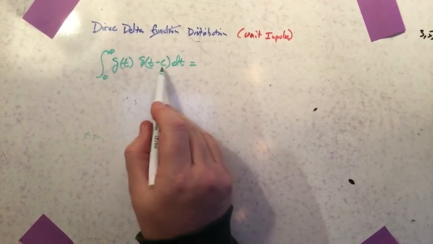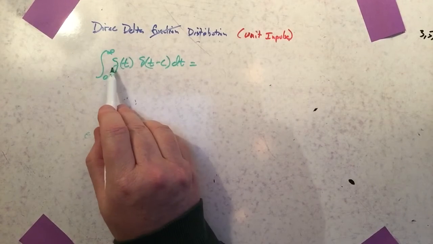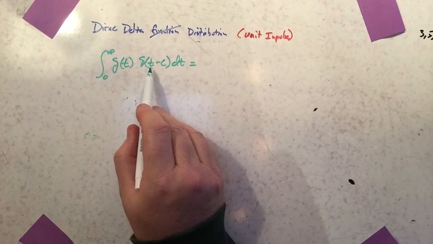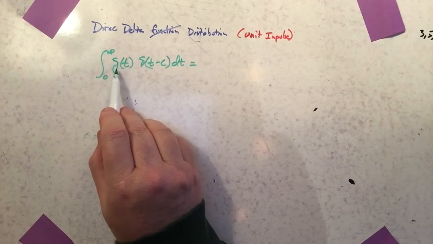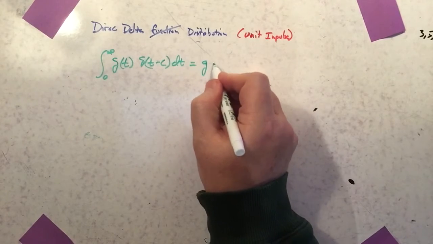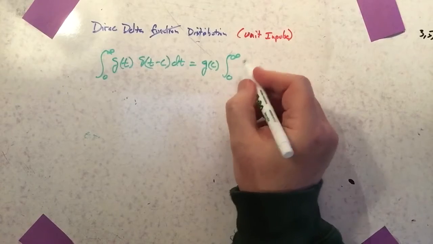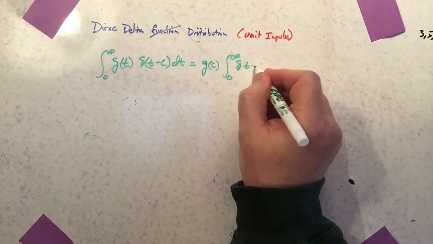Because the Dirac delta function returns 0 everywhere except at c, the whole integrand will be 0 everywhere except at one value, c. And of course, g at c is no longer integratable. It's not even a function of t. It's just the value of g at c. So I can pull it outside the integral and say this is g at c times the integral from 0 to infinity of the Dirac delta function, t minus c, dt.